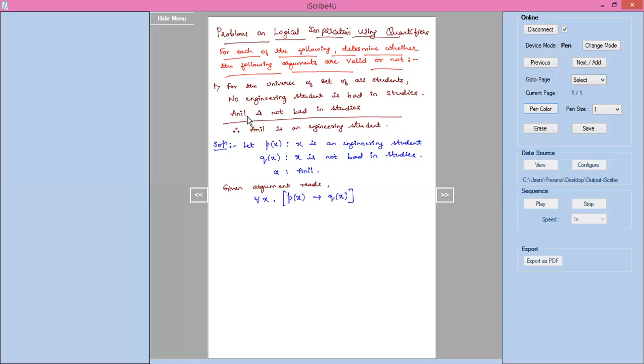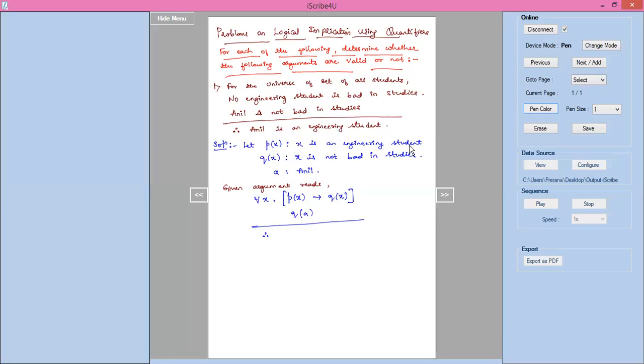Now the second one says Anil is not bad in studies. Any particular student X is not bad in studies is denoted by Q of X. But here we are talking about Anil. So Anil is not bad in studies can be represented as Q of A. Now we have the conclusion. Therefore, the conclusion is Anil is an engineering student.